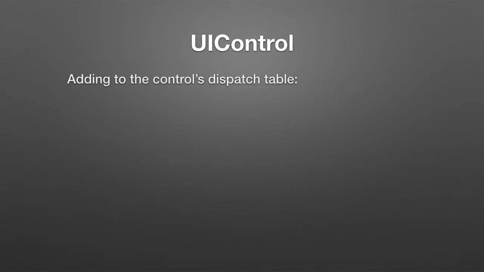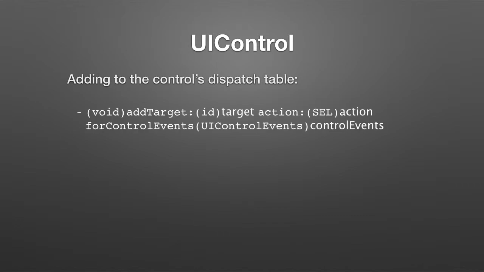Now, internally, a UIControl has a dispatch table. If some event happens, what should it do? It does a table lookup. Things are added to that table with a method called addTarget:action:forControlEvents:. Notice that's plural because of the bit mask.